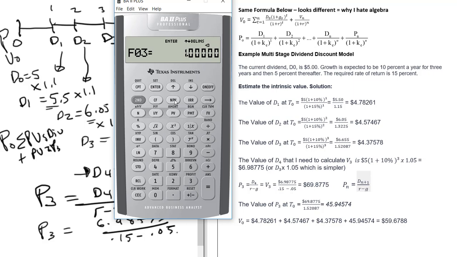So what do we do again, folks? We're going to hit NPV. The required rate of return is 15%. So 15, hit enter, arrow down, NPV, hit compute, 59.6786. So here it is with the algebra. But once we knew the D1, D2, D3, and the P3, in fact, you don't need to use all the algebra to do the present value calculations. We can use the cash flow functionality on the Texas Instruments BA II Plus.